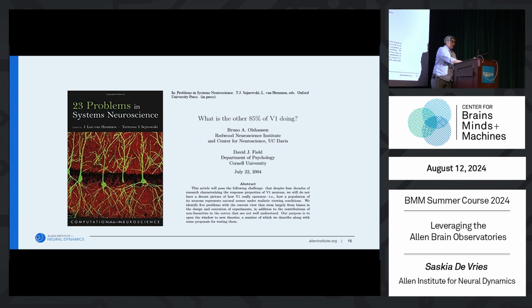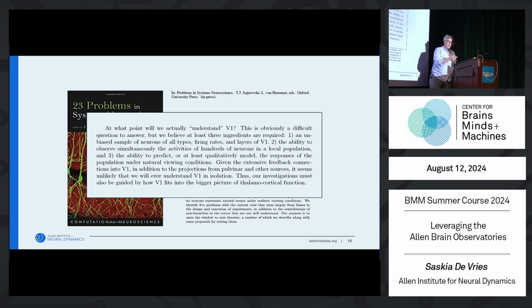And so in their book chapter, in their conclusion, they have this paragraph where they ask what would it actually take to understand V1, and they say there's at least 3 ingredients required. One is an unbiased sample of neurons of all types, firing rates, and layers of V1. Second is the ability to observe simultaneously the activities of hundreds of neurons in the population. And then the third is the ability to predict, at least qualitatively model, the responses of the population under natural viewing conditions, for these more naturalistic types of stimuli.